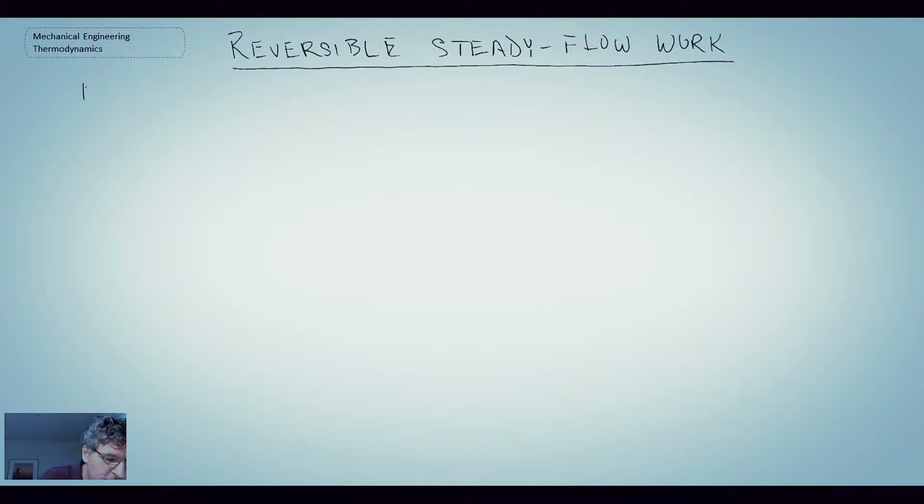With Gibbs' equation, we saw this when we were deriving the change in entropy in either a solid, a liquid, or an ideal gas. But what we're going to do now is use Gibbs' equation to derive another expression for work.